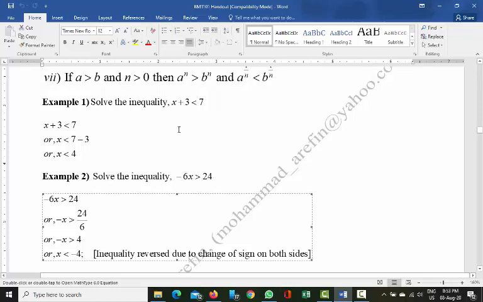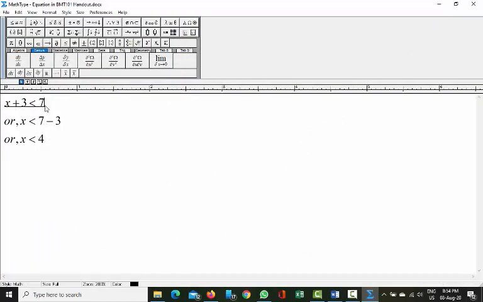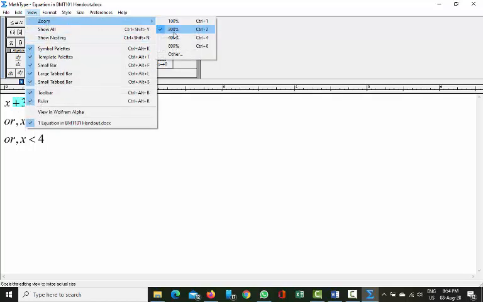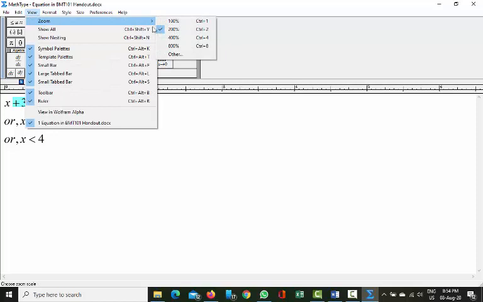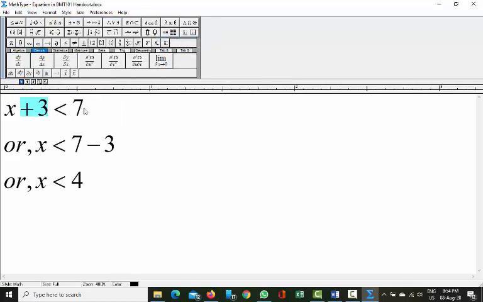Now let's solve question number 1. Here we have x plus 3 is smaller than 7. Similarly, like a simple equation, we will move this 3 to the right hand side. Here it was plus, so on the right hand side it will become minus. So 7 minus 3, that means 4. That means x should be smaller than 4.